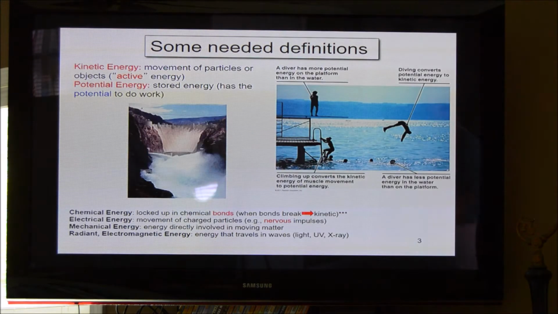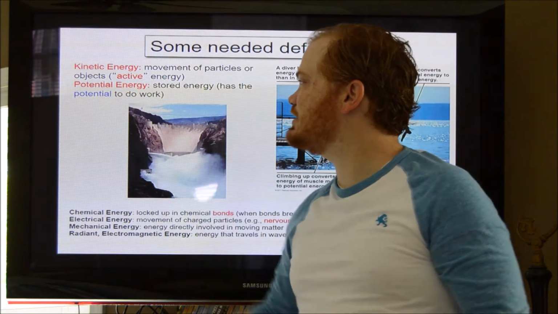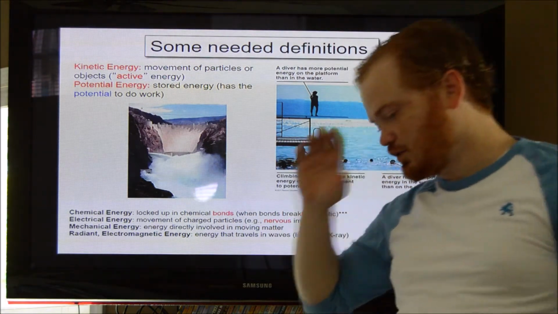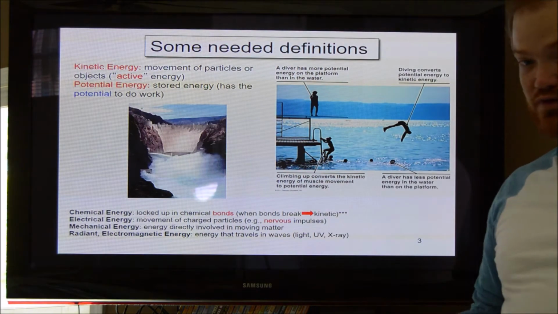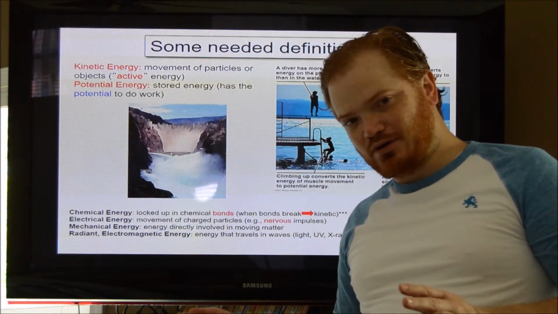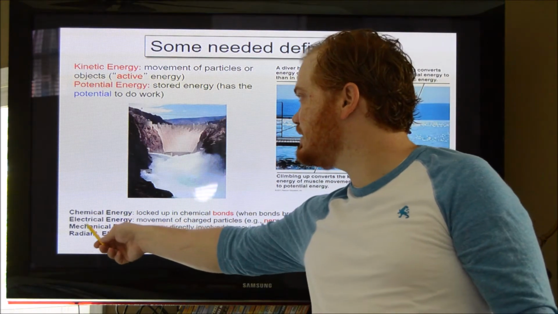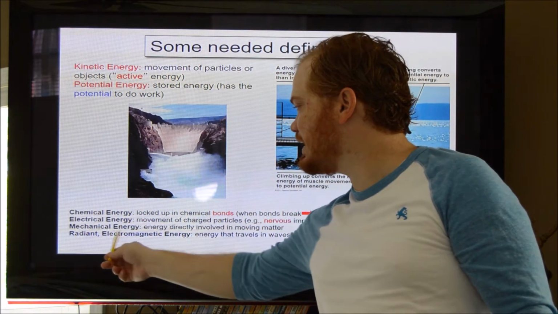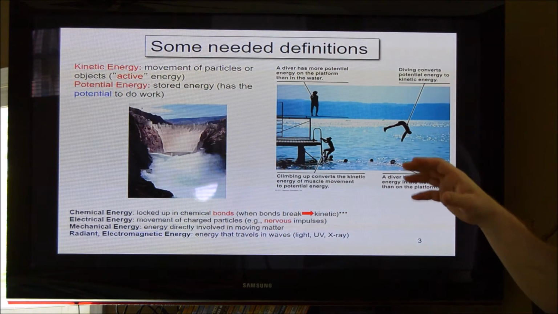Now, energy is very important for us here in anatomy and physiology. There are two formats that are worthy of our mention here, being kinetic energy and potential energy. Kinetic energy being directly involved in doing something, and potential energy being a storage. Boy, does this echo throughout the rest of this class. All right, a couple of terms: chemical energy, electrical energy, mechanical energy, and radiant or electromagnetic energy, and how these all kind of fit together.